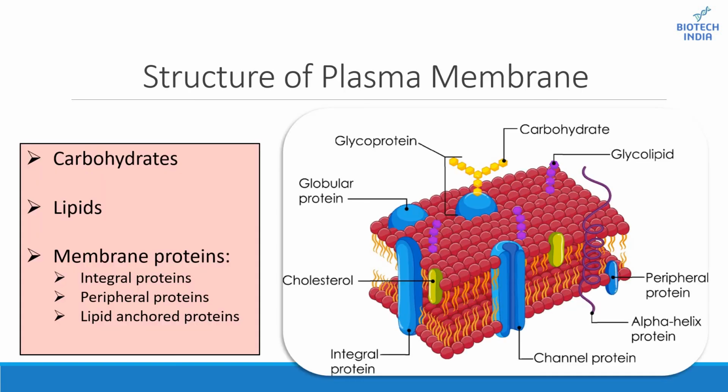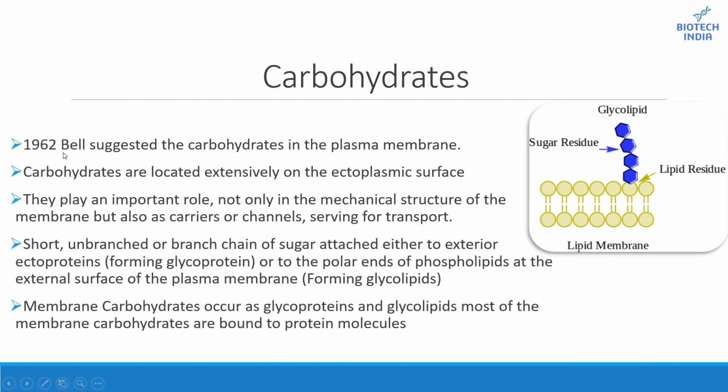Coming towards its structure, so basically there are three components: carbohydrates, lipids, and membrane proteins. In 1962, Bell suggested the carbohydrates in the plasma membrane. So these are located extensively on the ectoplasmic surface basically. They play a very important role not only in the mechanical structure of membrane but also as carriers or channels serving for transport.